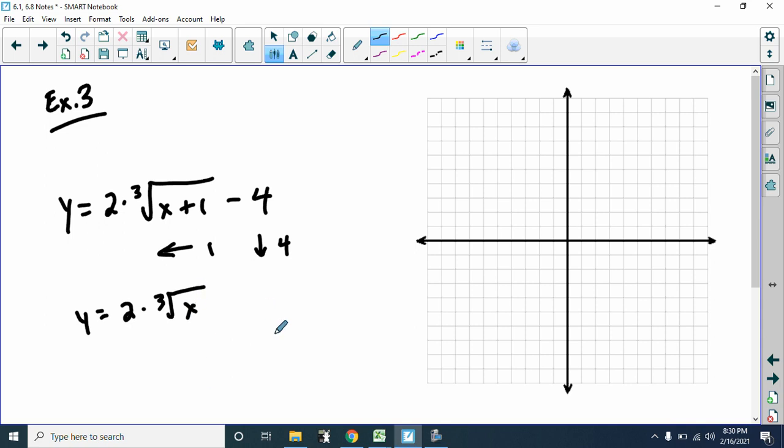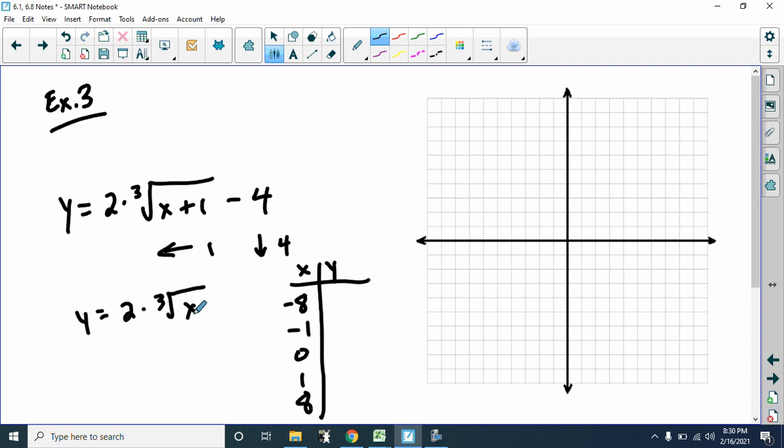Set up an xy chart for the parent function. If it's a square root, we plugged in 0, 1, 4, 9, because those are perfect squares. They came out even. Here I have a cube root. I am allowed to take the cube root of negatives. So cube root of -8 would come out even. Cube root of -1 comes out even. 0, 1, 8. I'm plugging in perfect cubes this time.